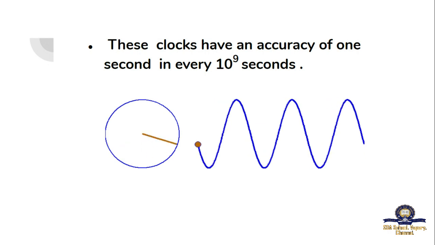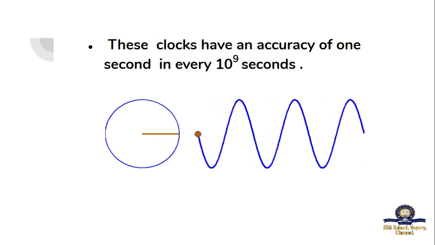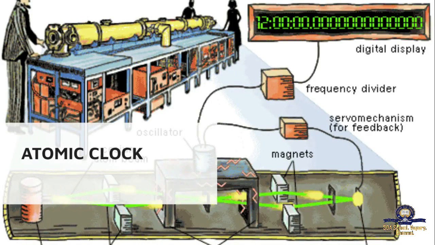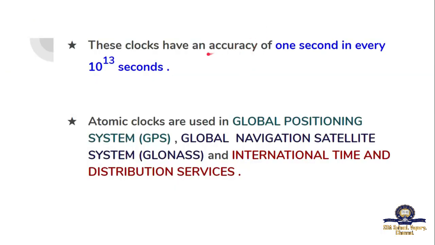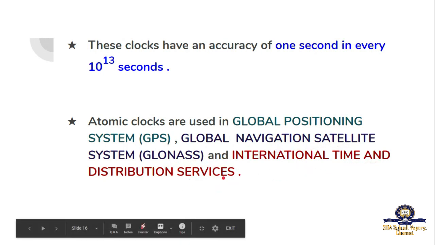Next, we will move on to atomic clock. Atomic clocks use periodic vibrations. These clocks have an accuracy of 1 second in every 10 power 13 seconds. Atomic clocks are used in global positioning system, global navigation satellite system, and international time and distribution services.